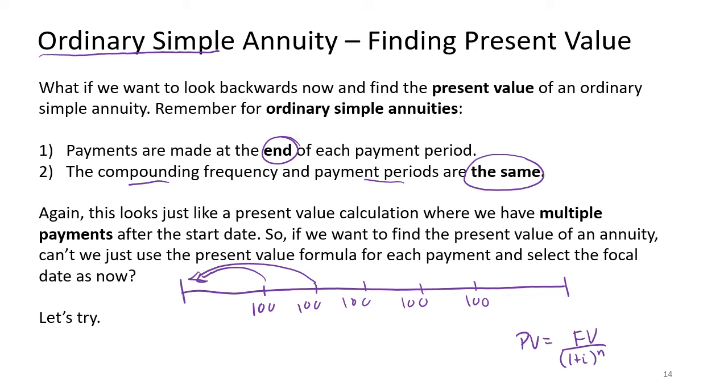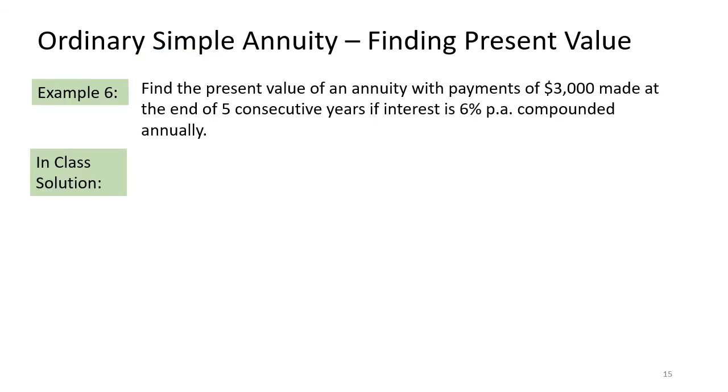Okay, so I like to point that out in each of these questions too, right? Because this is only the first instance of an annuity that we're going to look at. All right, so it's going to be important moving forward that you can recognize those differences in the questions, okay? So let's look at an example. Again, I'm going to use the present value formula to try and find the answer to this. Find the present value of an annuity with payments of $3,000 at the end of 5 consecutive years if interest is 6% per annum compounded annually.